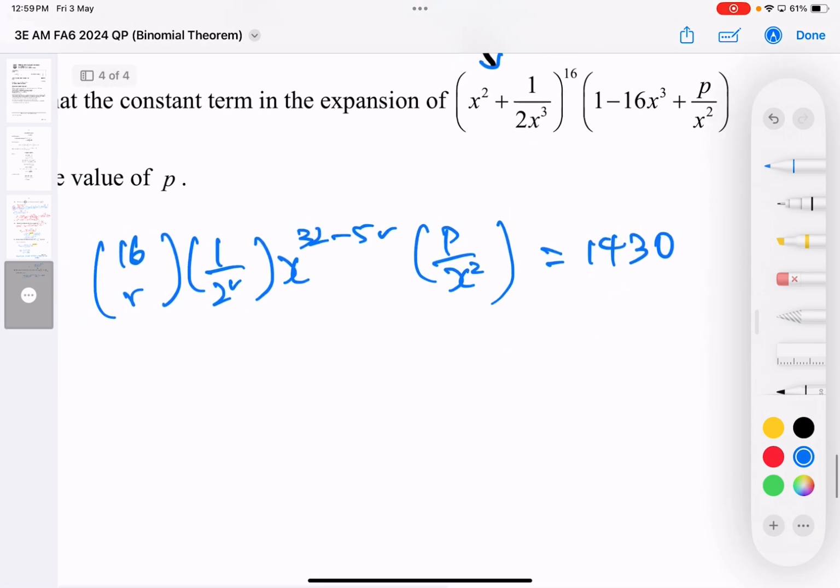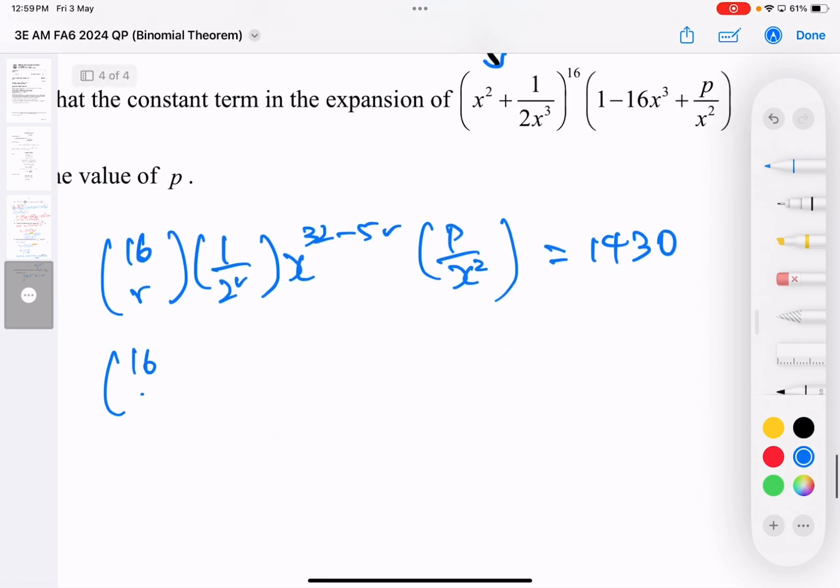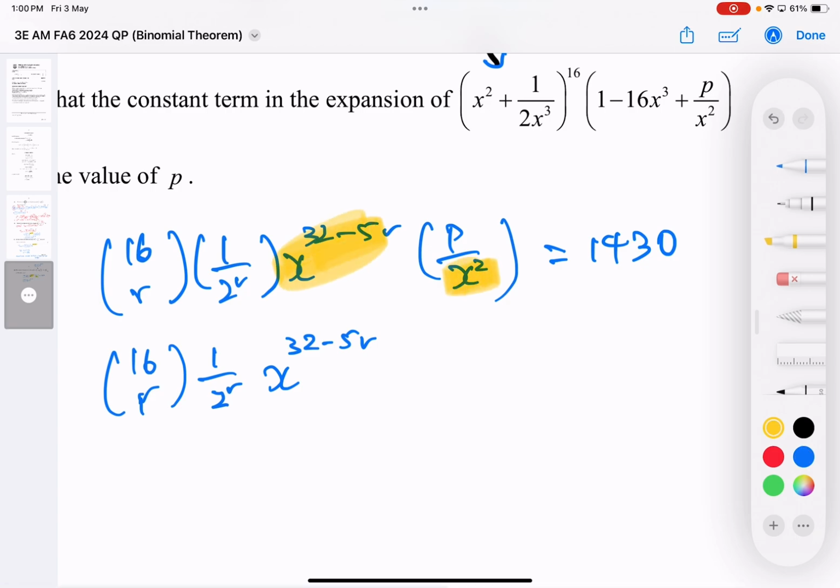If I try to simplify this, let's say I get 16 choose R, 1 over 2R, x to the 32 minus 5R, and this is the same as P. What am I going to get over here? I have this divided by 2, x to the power of 2. So what is going to be my power over here?